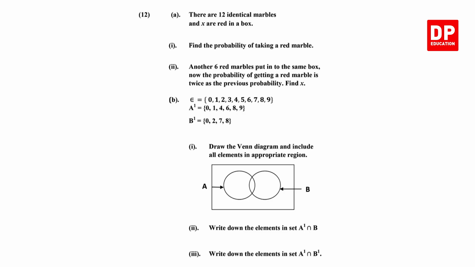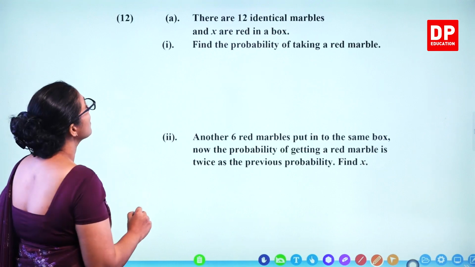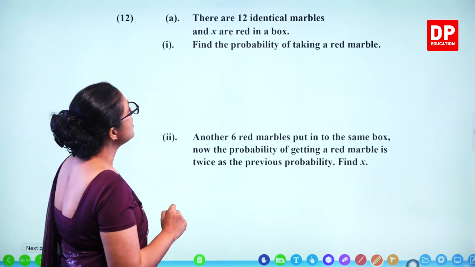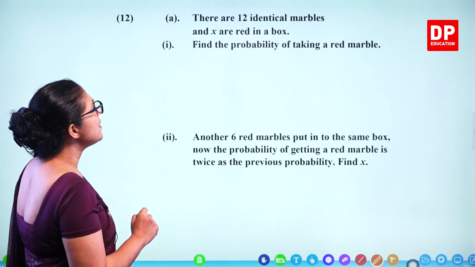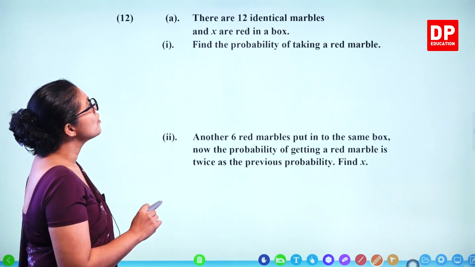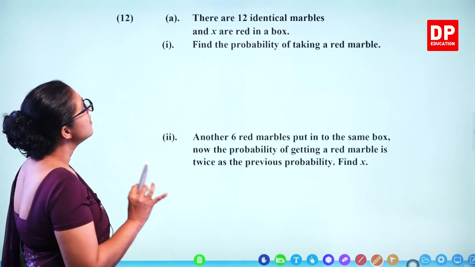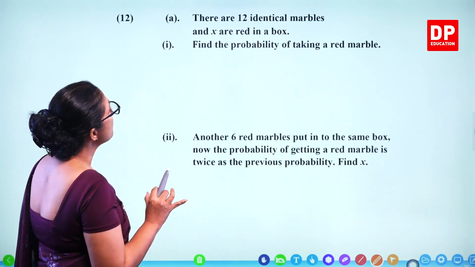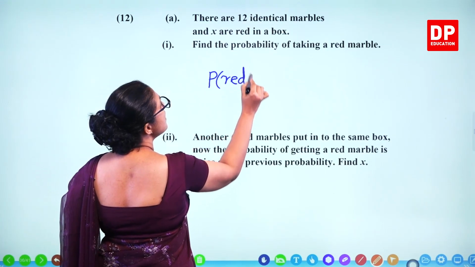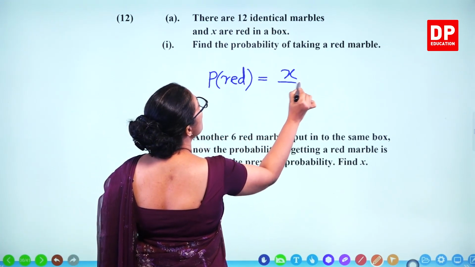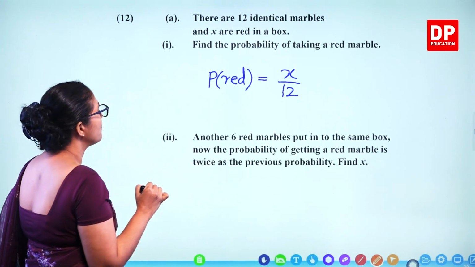Let's do the last question, that's about Venn diagrams. There are 12 identical marbles and X are red in a box. Find the probability of taking a red marble. So X number, red ones. So what's the probability? Probability of getting a red one is X marbles out of 12, X over 12.